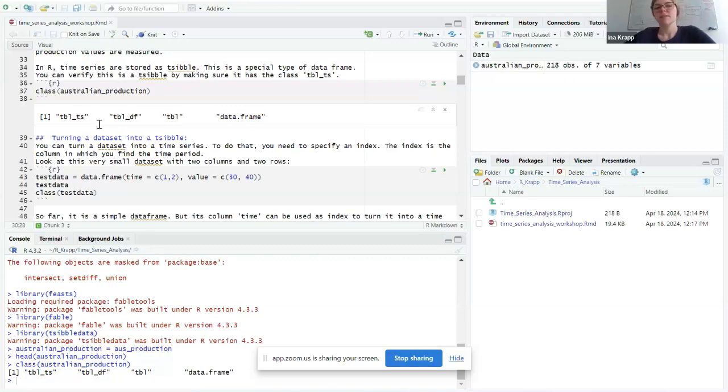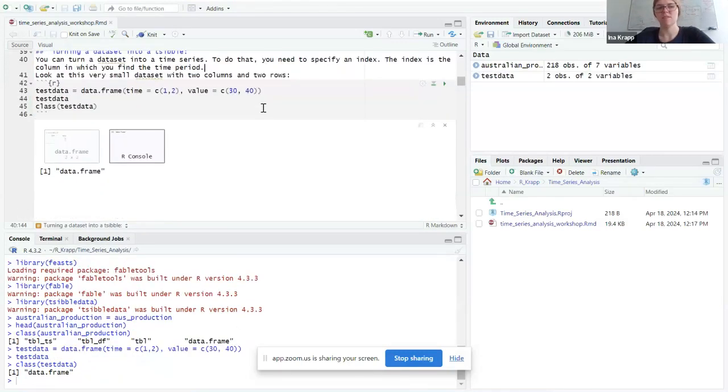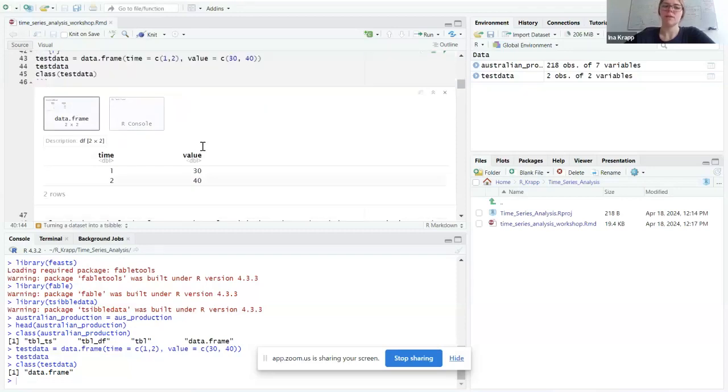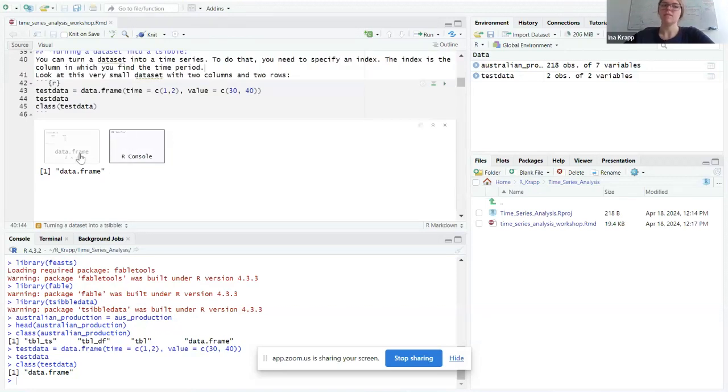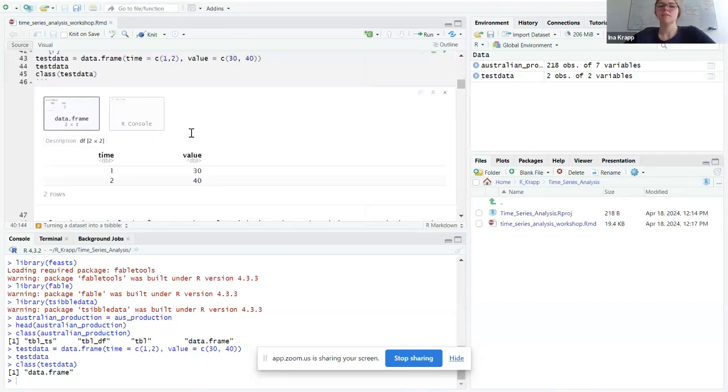In case you have a data set that is not recognized as a fable right away, you can turn it into one. To do that, you will need to specify which column contains the time information. As an example, I just created this very, very small data set. If we take a look at it, we see that it only has 2 columns. I called them time and value, and only 2 rows. And if we look at the class, we can see that it is a data frame, it is a table, but it is not recognized as a time series, even though this column is even called time.